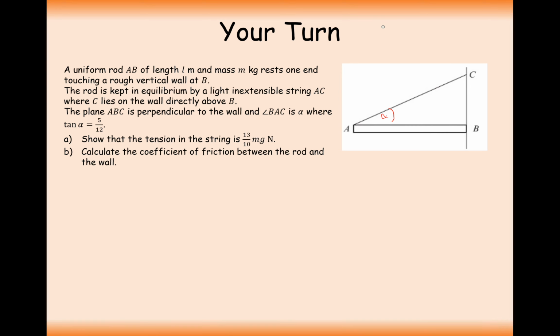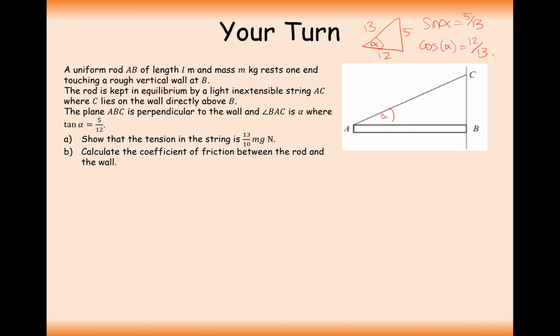That angle there is alpha, and let's sort out the other types of angles here. We're going to have 5 on the opposite, 12 on the adjacent. So the other side is 13. Sine alpha is 5/13, and cos of alpha is going to be 12/13. Great.